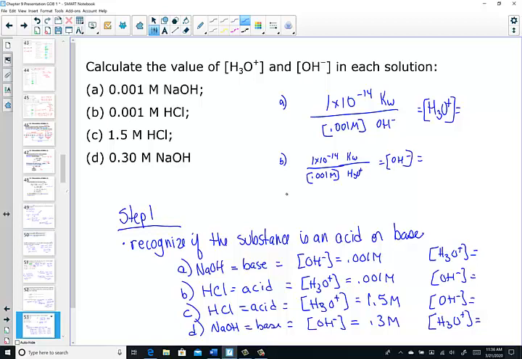All right, does that make sense? It's the same number, you're just representing two different qualities. Let's hit that. 1 E negative 14 divided by 0.001. This comes out to 1 times 10 to the negative 11th power. It's the same answer, it's just the opposite ion.